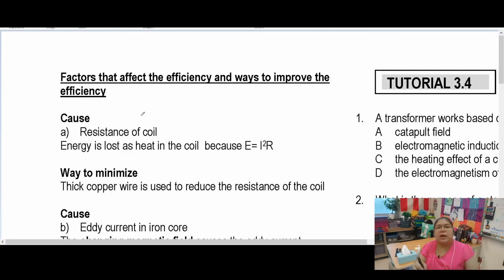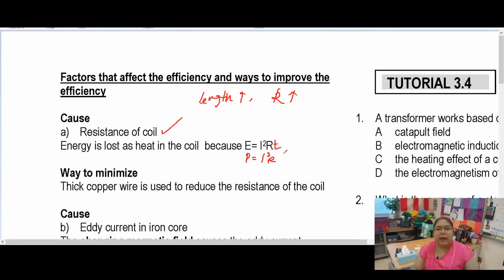Let's see the factors. First one, resistance of the coil. Because you are using number of turns, when you use more turns, resistance becomes high. Agree? Because the length of the wire increases, resistance will increase. Resistance increase means you need to overcome the resistance, so you lose energy. From here, the energy is lost as heat in the coil. I think this formula has a problem. Not E equals I squared R. E equals I squared RT. That means power equals I squared R.